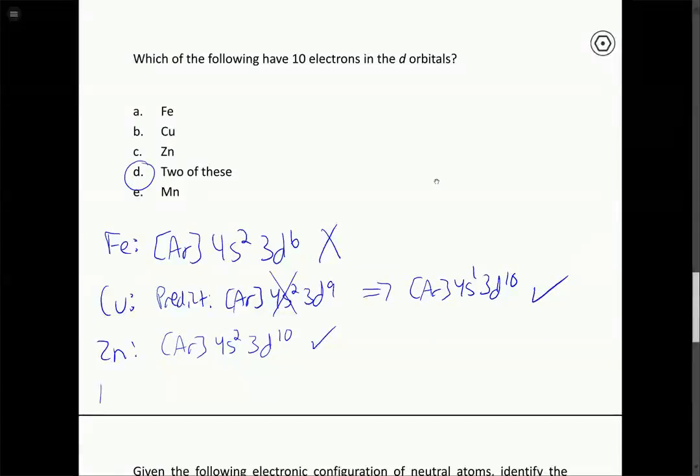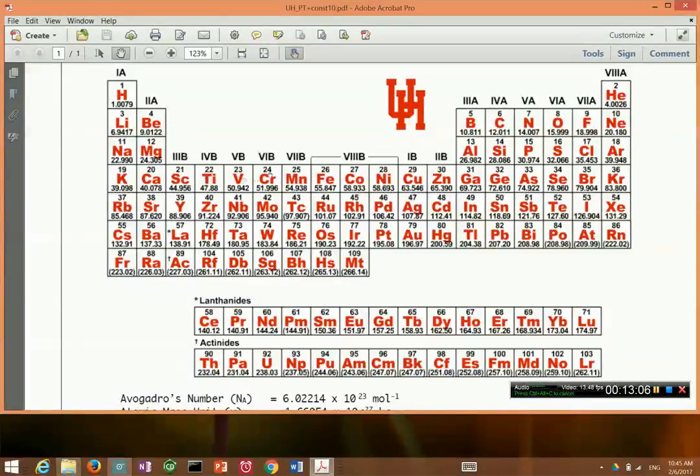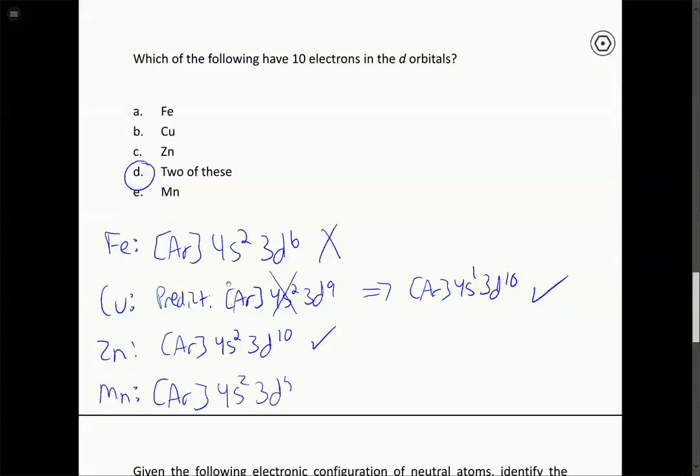We can verify manganese and see how many d electrons this has. Again, argon is the preceding noble gas. When we go to manganese, it's going to be 4s2, 3d, 1, 2, 3, 4, 5. So manganese also does not have 10 d electrons, it only has 5. So that's going to give answer D. 2 of those will have 10 d electrons.